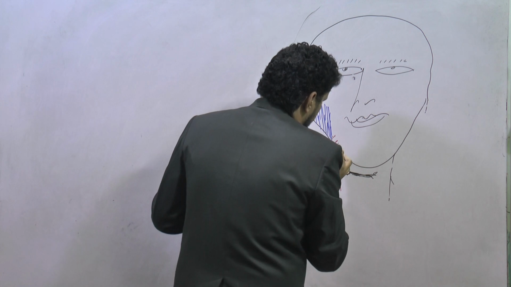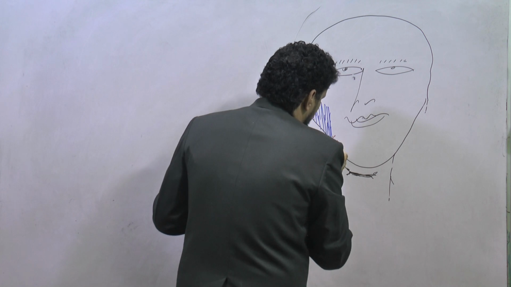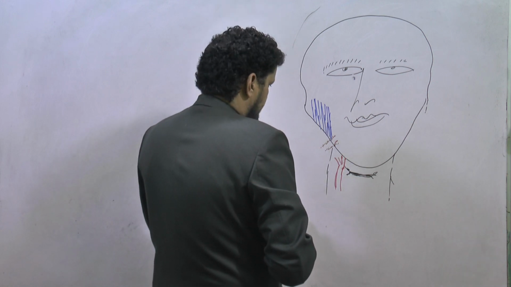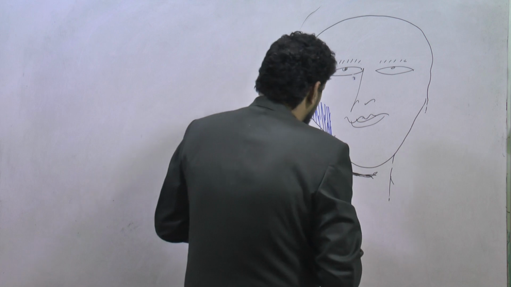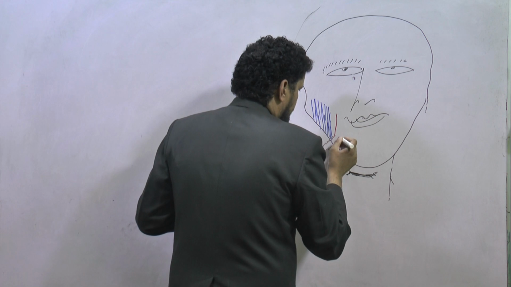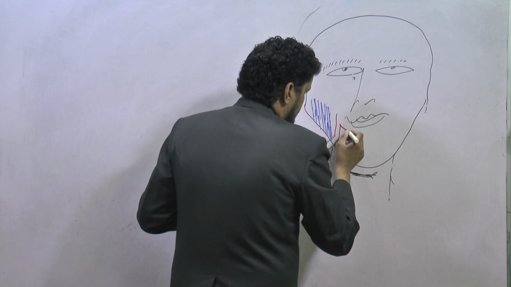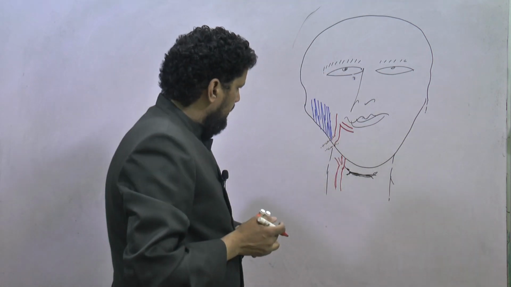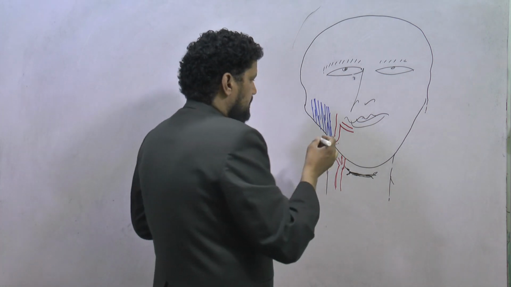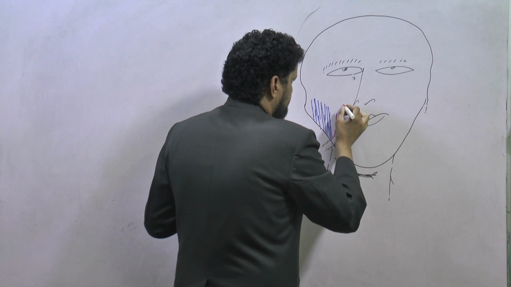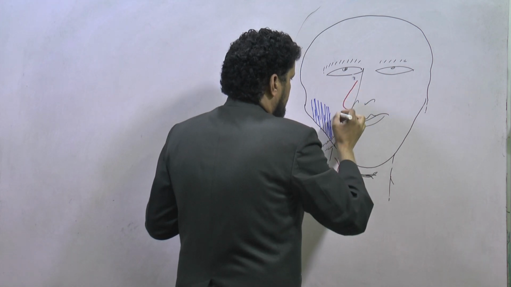This facial vein will join the anterior division of the retromandibular vein to form the common facial vein, and the marginal mandibular branch of the facial nerve is anterior to this. From here the artery ascends upwards. Here it will give a named artery. It gives 3 named arteries and many unnamed arteries. One more is here, and the final is here.